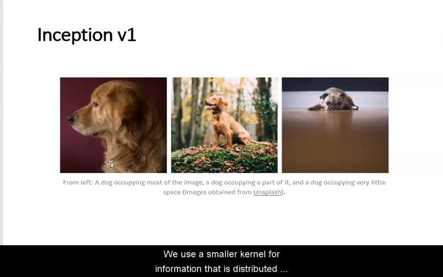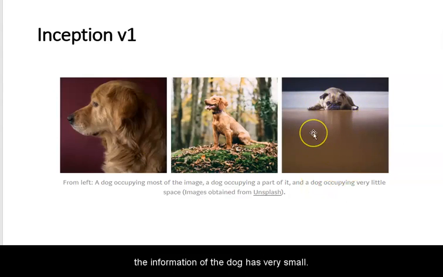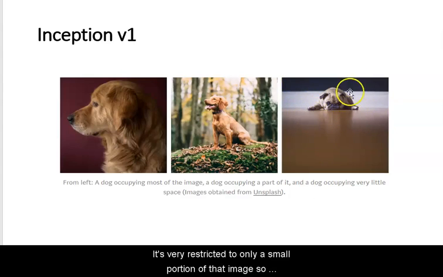Whereas we use a smaller kernel for information that is distributed more locally. For example, in the third image, the information of the dog is very restricted to only a small portion of that image. In that case, we would prefer a smaller kernel, like a 3x3 kernel. So it is always very challenging, as a designer of a CNN, to choose the correct filter size.